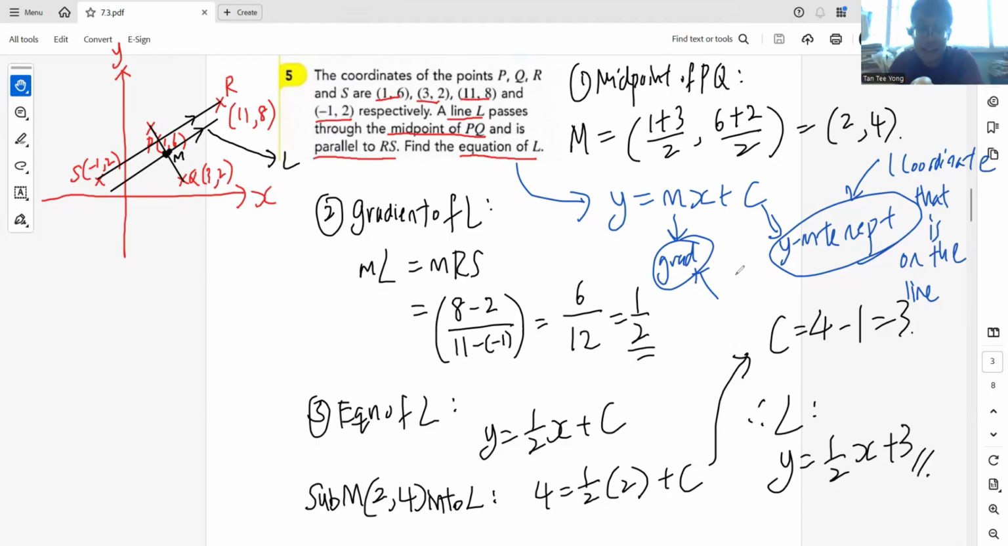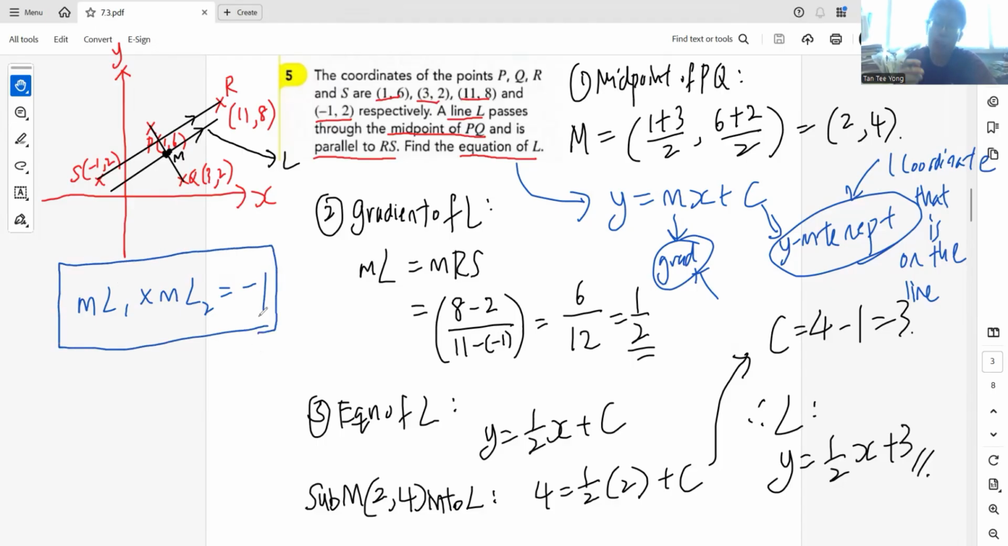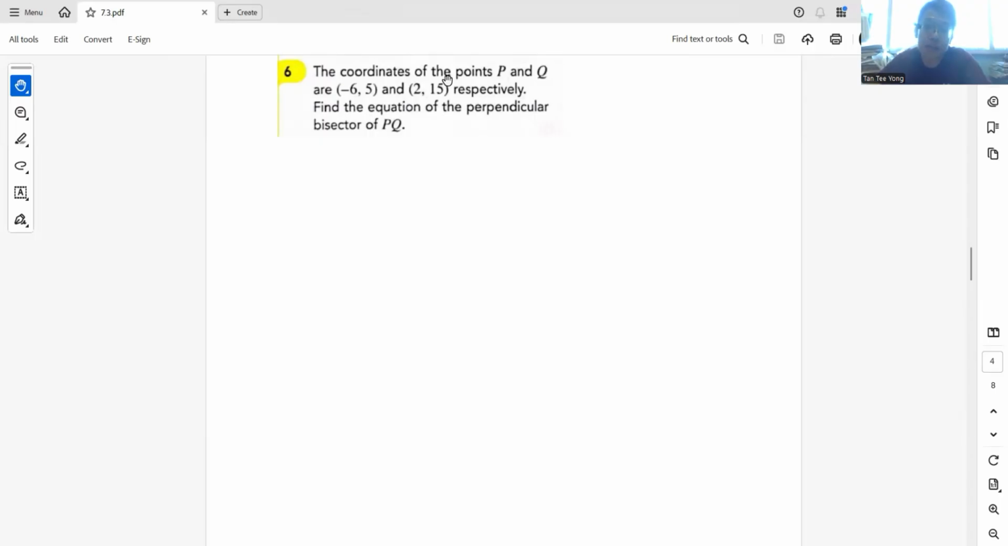Okay, so in other cases, you may have perpendicular lines which need you to do this: the gradient of L1 times the gradient of L2 equals to -1. You might need to use this formula if there is a perpendicular line. Okay, so this is it for question 5, and the answer is y equals to half x plus 3. Okay, so let's go through question 6 together.